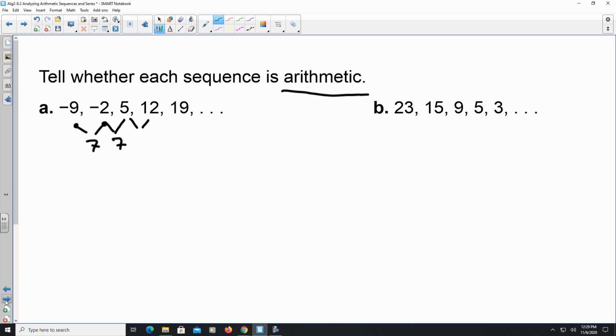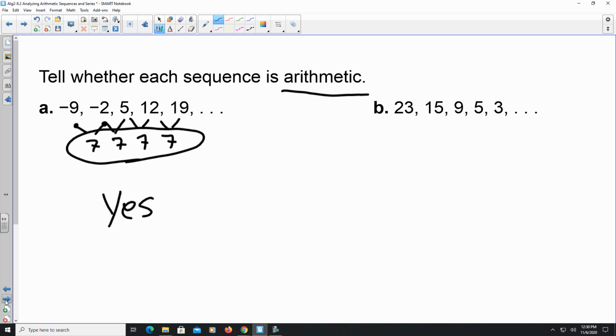And it would have to be the same. 12 minus 5 is 7. 19 minus 12 is 7. By having a common difference that is the exact same number, we can say that this particular sequence is arithmetic. So since every single common difference is 7, I can say yes to part A being arithmetic.